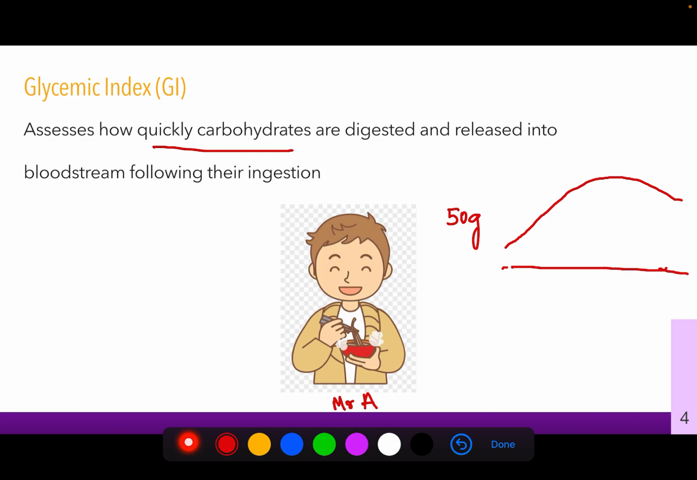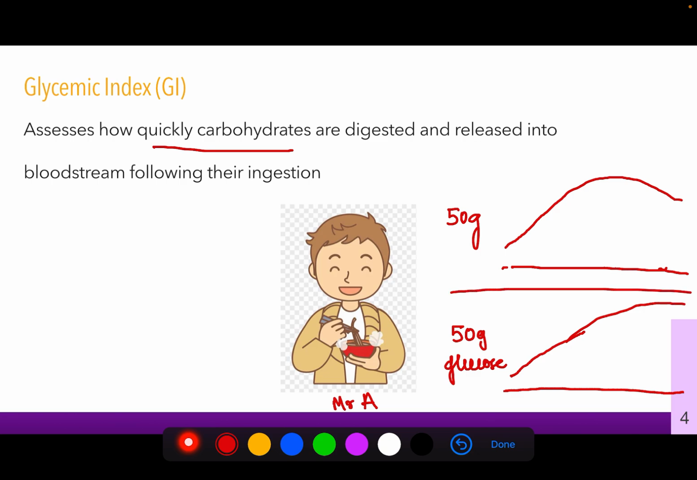Now, in the next time frame, maybe after a day, after 2 days, in a different time frame, you will give 50 grams of glucose to Mr. A. Now you do the same thing again. So you will measure the blood glucose levels following this.